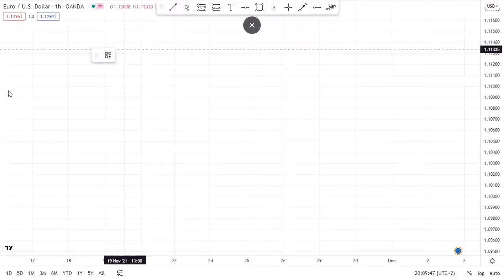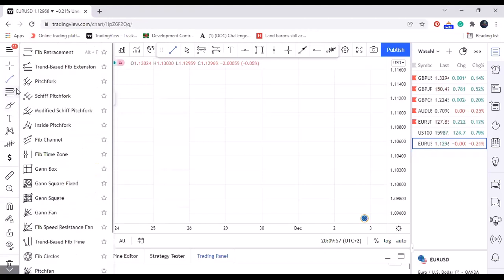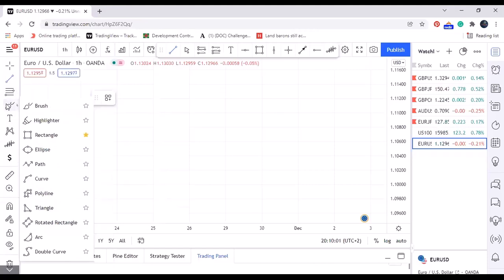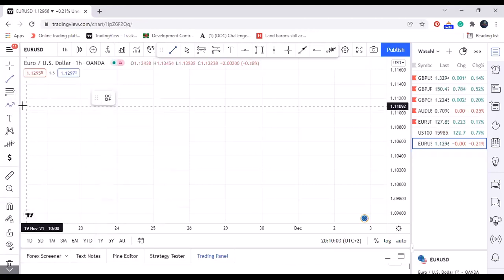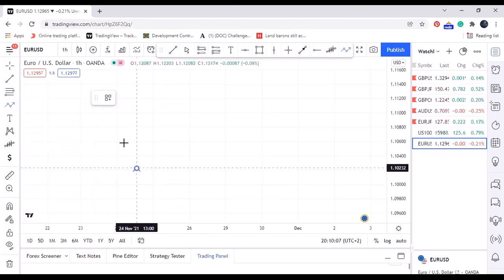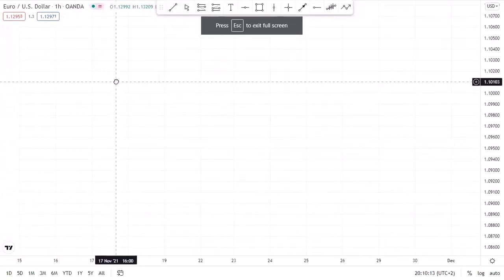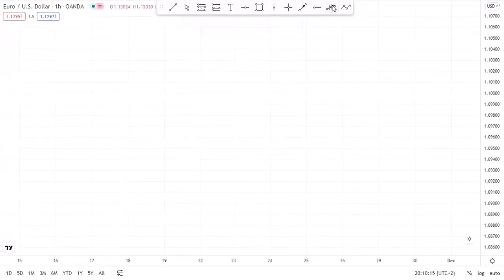Let me just draw something for you guys. So what we want to do is analyze or explain what an order block is and what it means in terms of our method of trading. I'm going to teach you a lot of stuff during the course. So let's say we have something of this nature.